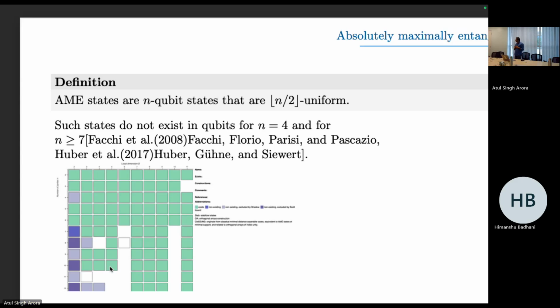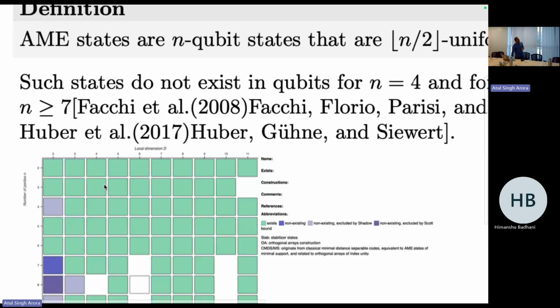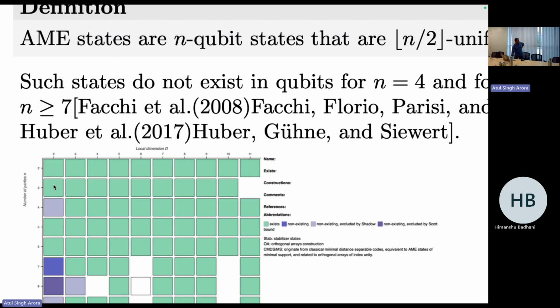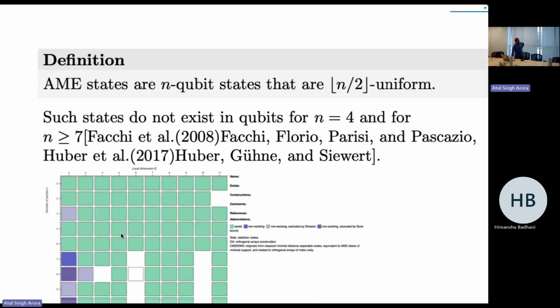Here I talked about qubits, but they could be higher level systems. The first column is the qubit column, and the rest are higher dimensions. You see the qubit column quickly ended at 7, there's no more. But if you go to higher dimensions, they become much more possible. There's a lot more freedom in doing these things.